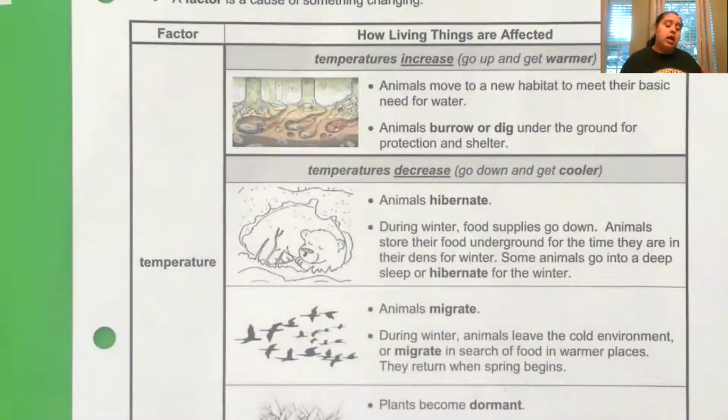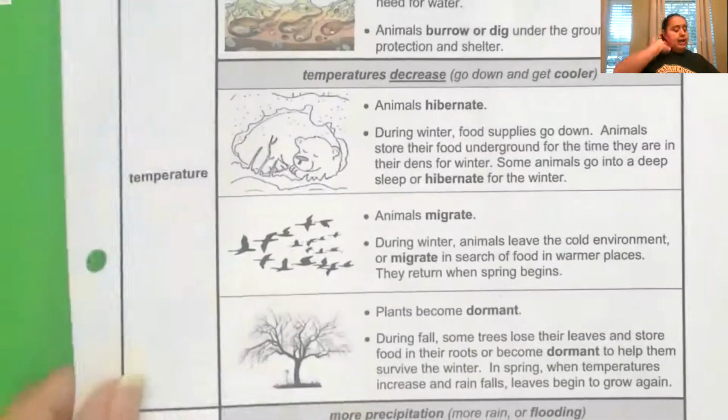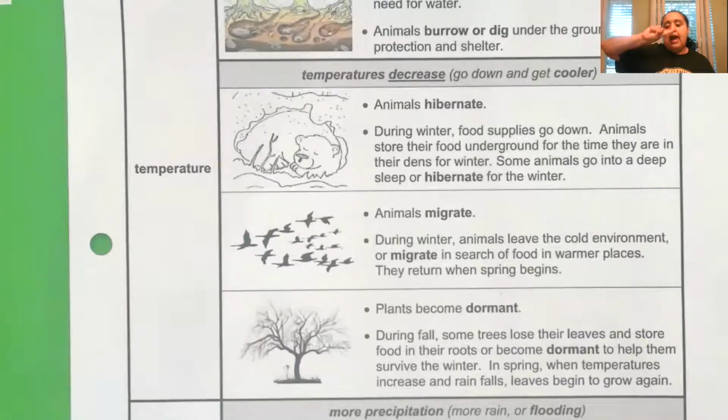Now we're going to talk about what happens when temperature decreases. Decreases means the temperature goes down and it gets colder. Now here's where we're going to see most of our changes, okay? So here we have three things: animals can hibernate, animals can migrate, and plants can become dormant, okay?